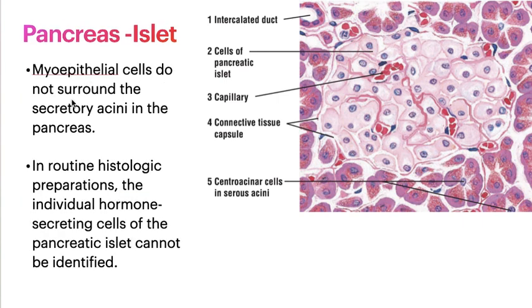Right. Myoepithelial cells do not surround these secretory acini in the pancreas. In routine histological preparations, the individual cells secreting the hormones of the pancreas cannot be identified.